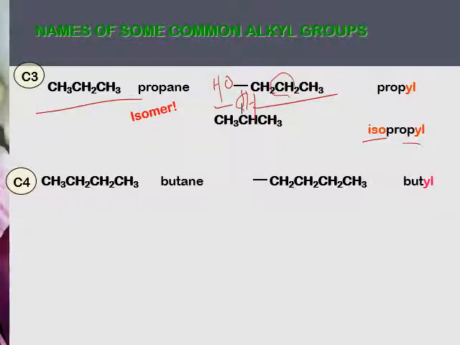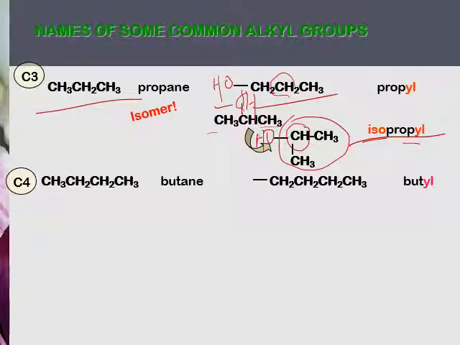Now this structure can be redrawn like this. Again, it's the second carbon, one hydrogen is replaced by hydroxy, and so it's isopropyl alcohol. But this drawing is more common, called the isopropyl group. Now, if we have 4 carbons, butane, and one of the hydrogens is replaced by a functional group, then there are many possibilities. For example, this is one possibility. It's called butyl or n-butyl because it's linear. Another possibility is like this one.